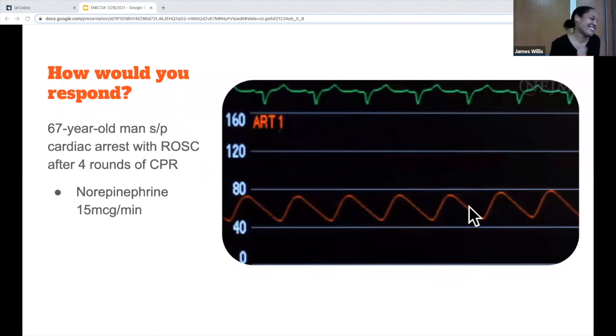It's okay. I'm assuming that means it's about 80/40 is the arterial pressure. So you could increase your Levophed. You could.